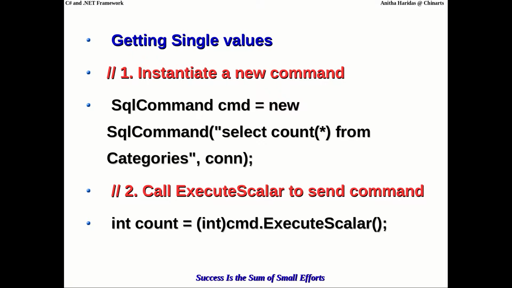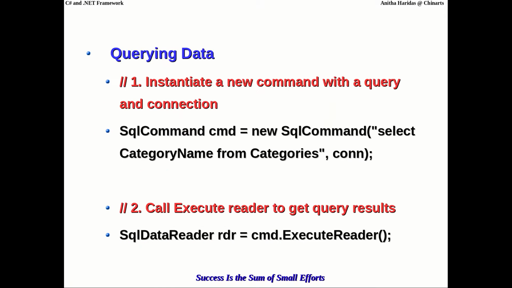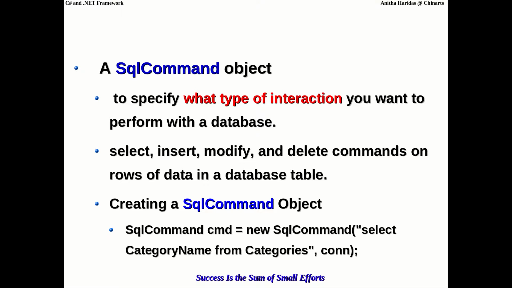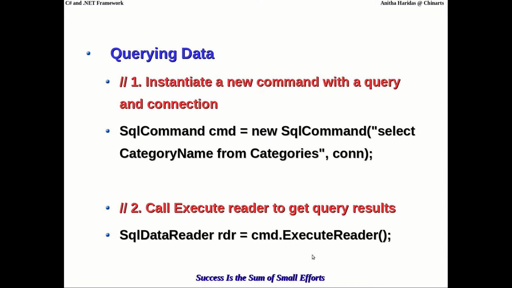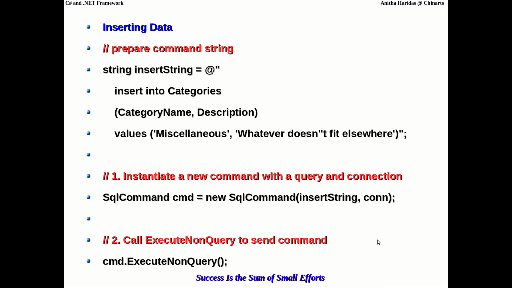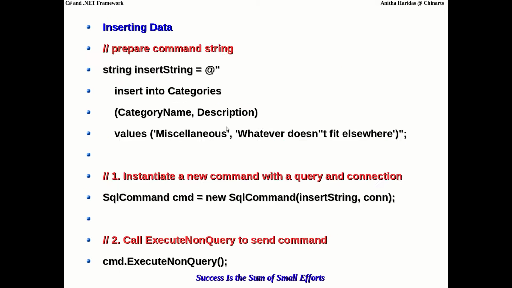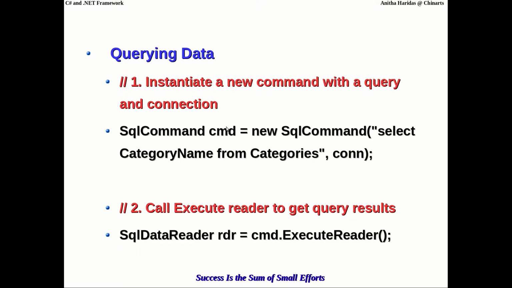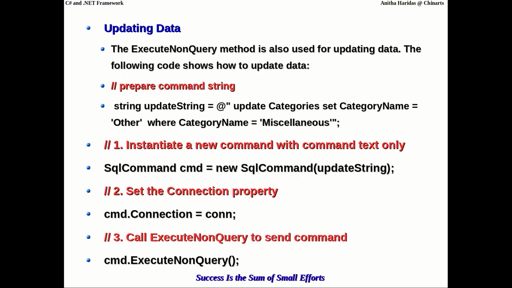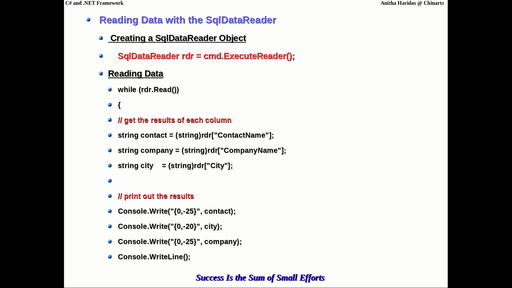Okay, so these are the three possible execute methods that you can have for the SQL command. What are the three methods? One is execute reader, another one is execute non-query, and the third one is execute scalar. And in these three slides, we have seen how SQL command can be created in different ways and how the different execute methods can be used for manipulating the database. Fine. Now this slide shows you how you can read data from the SQL data reader.